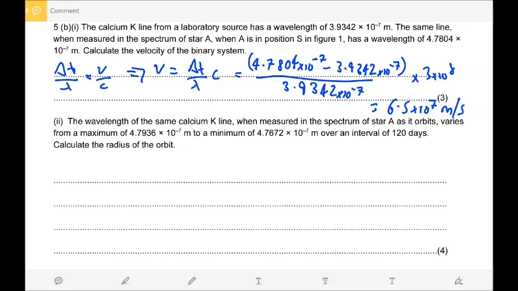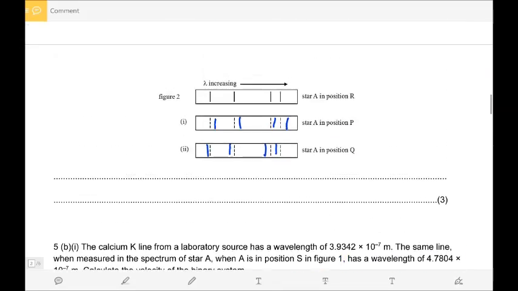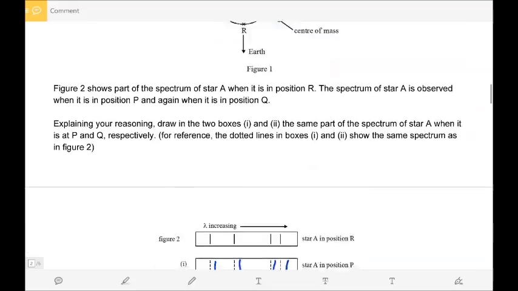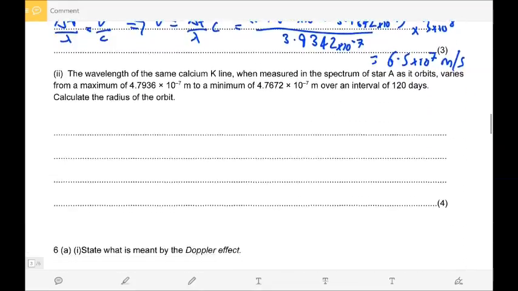So what is the change in the wavelength that we see from the system? Well, let's look at the diagram. In position S, it is not moving relatively towards us or relatively away from us. So here we're going to get the middle value for the wavelength. When it's on position Q, it's relatively coming towards us, and in position P, relatively moving away from us. So we need to look at the change in wavelength that we get when it's doing that.